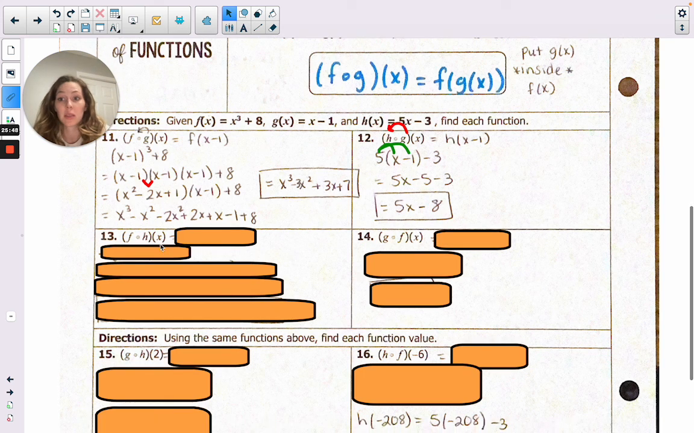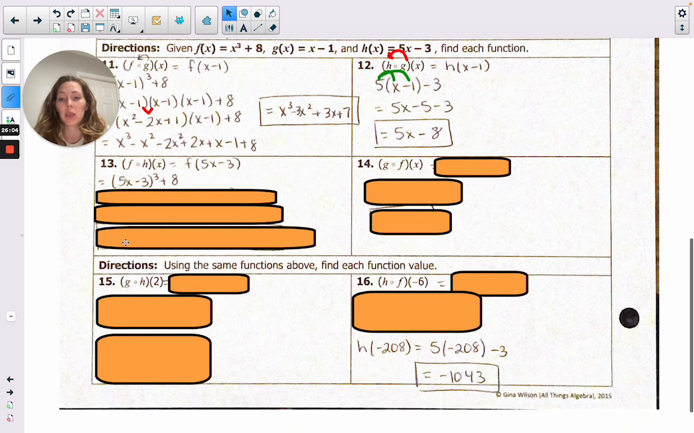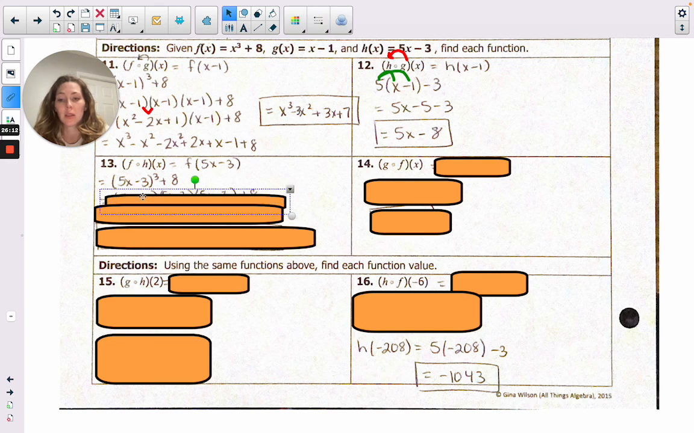13 is going to be very similar to 11. It's going to be crazy again because you are putting h inside f this time. So h is going inside f. So in this little x part, you're putting a whole 5x minus 3. So 5x minus 3 cubed plus 8. This is going to be a very long one and big numbered. So you're going to write 5x minus 3 times itself 3 times, and then you have plus 8.